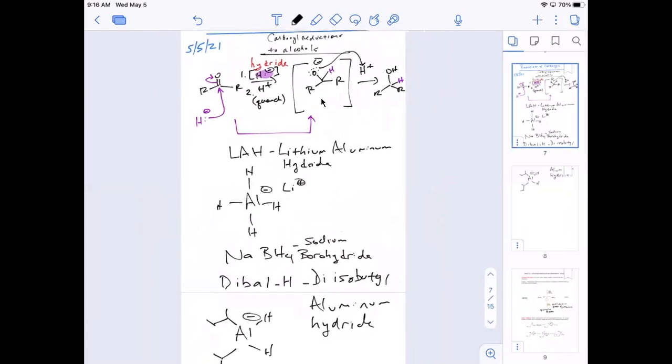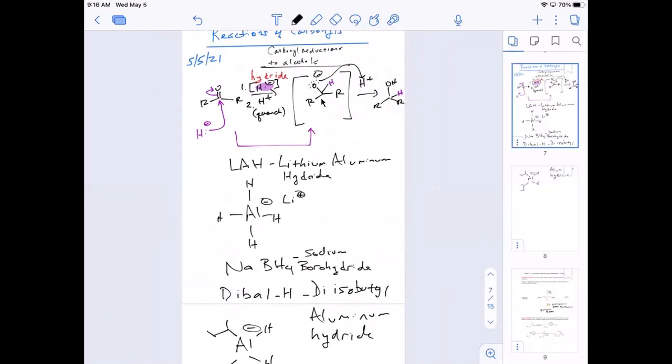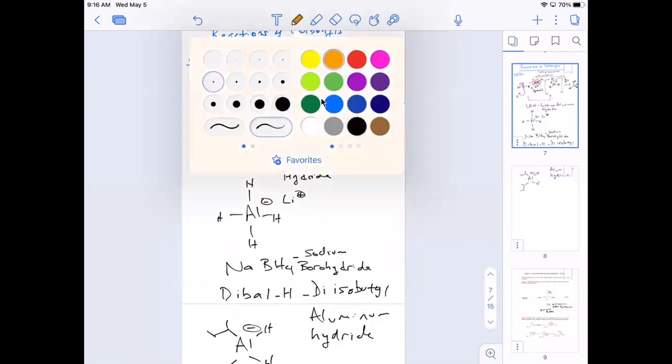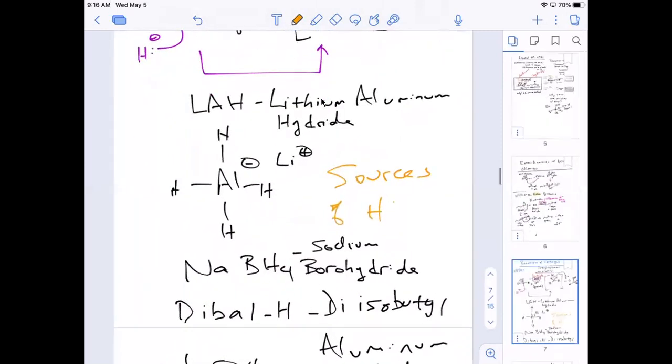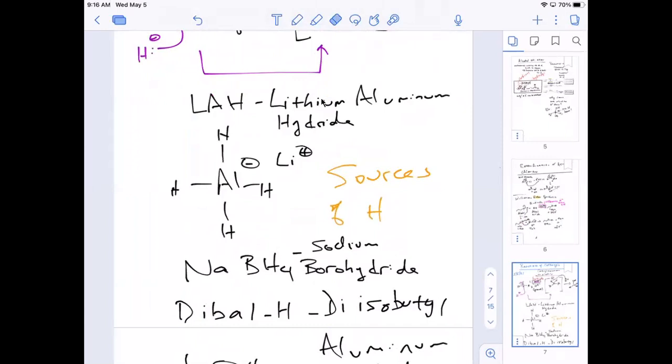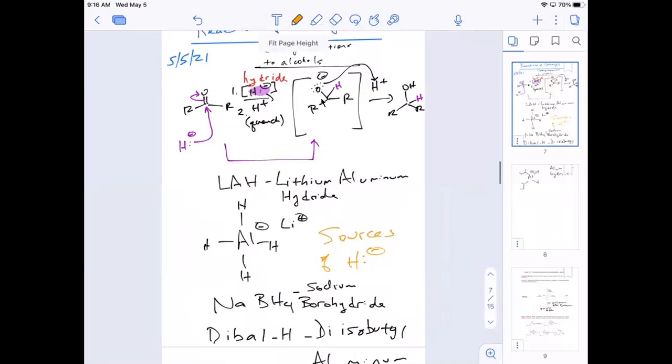But all these do the same thing. They are a source of hydride, or a source of H minus. All sources of H minus, and when you put them in the presence of a carbonyl, they do what's called reduction. Remember, oxidation is increasing the number of bonds to oxygen or decreasing the number of bonds to hydrogen. Reduction is the inverse of that. It's increasing the number of bonds to hydrogen or decreasing the number of bonds to oxygen.